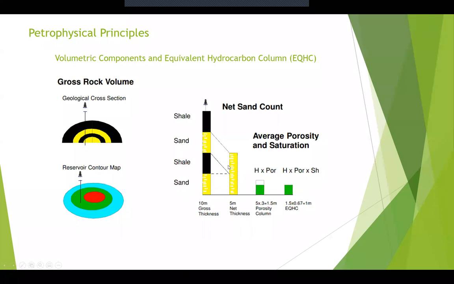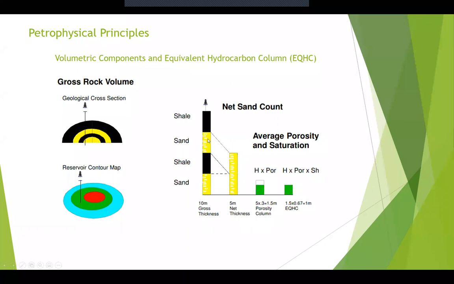So here, for example, we have 5 meters of net reservoir, and by multiplying this net sand with the porosity, we get what we call the pore volume, hydrocarbon times porosity. And by multiplying this with the hydrocarbon saturation, we get what we call the equivalent hydrocarbon column. You know, how many meters are occupied or filled by hydrocarbon. So in this case it is 1 meter.